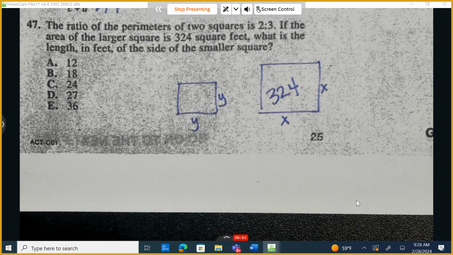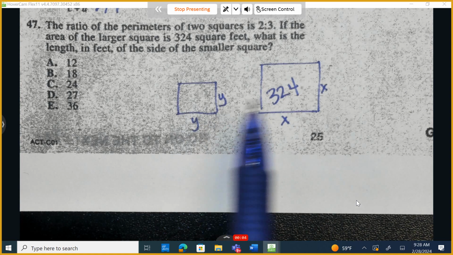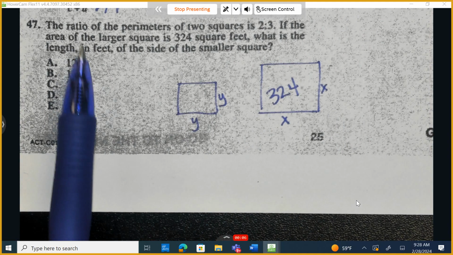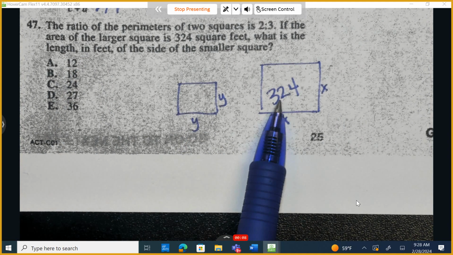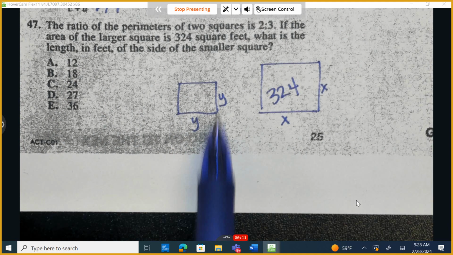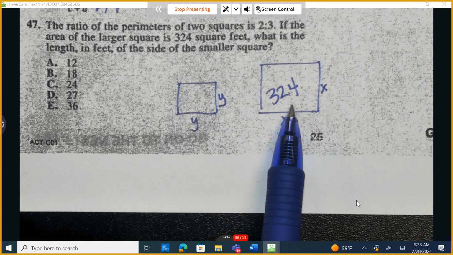Let's look at problem 47. So I'm going to use the test-taking strategy that when we're talking about geometric figures and they don't actually provide us illustrations, we're going to do that ourselves. So I drew a small square and a large square.